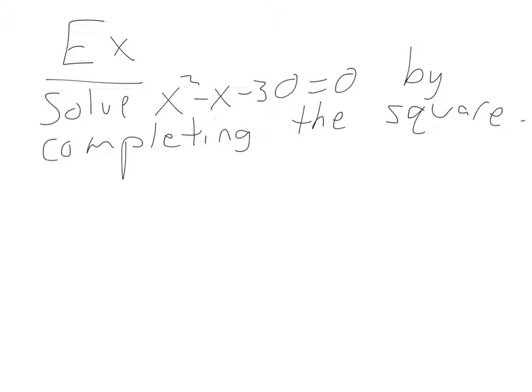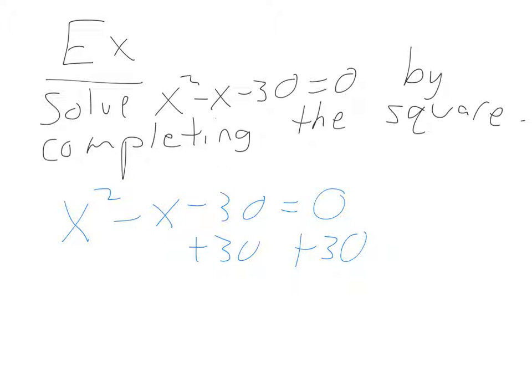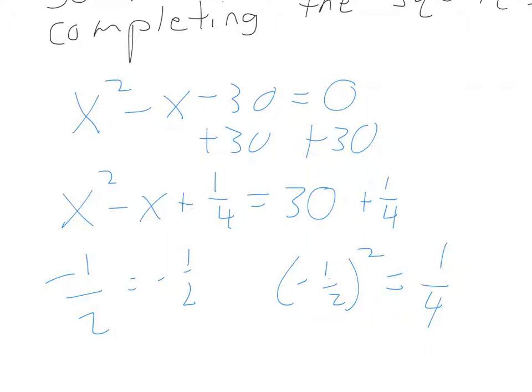Alright, if I tell you to solve x squared minus x minus 30 equals 0 by completing the square, first, write out your equation, then add 30 to both sides. And make sure to leave your space because now you have to complete your perfect square.